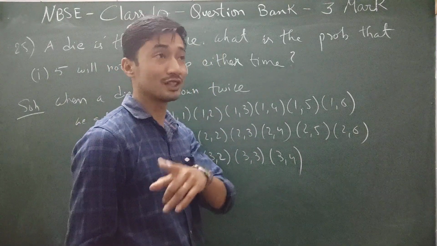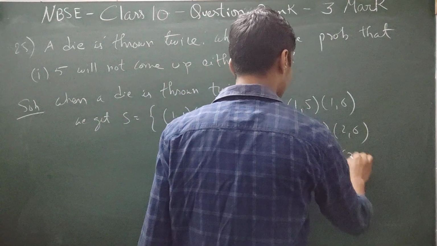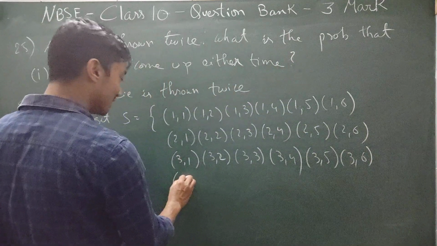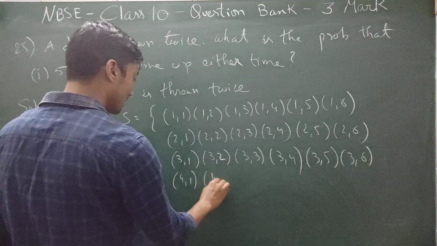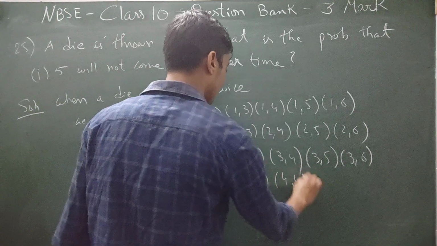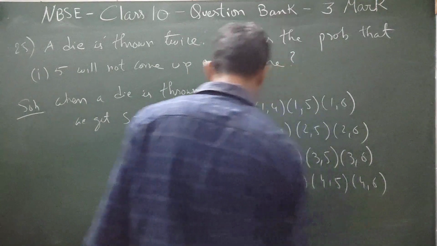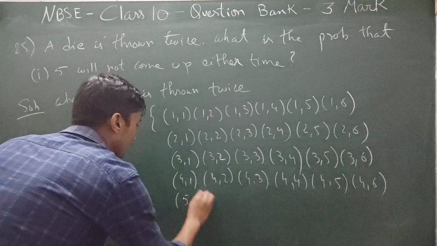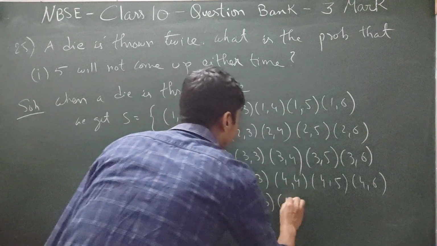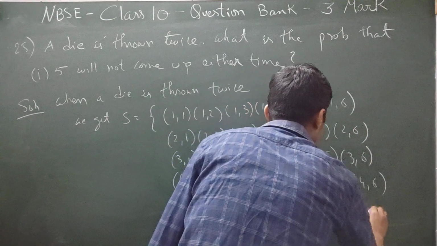See, some of you must have answered 3,5 as if you're attending a class. So if you have answered 3,5, that means you were concentrating. So that's good. 4,1, 4,2, 4,3, 4,4, 4,5, 4,6, 5,1. These are all the possibilities. 5,2, 5,3, 5,4, 5,5, 5,6.